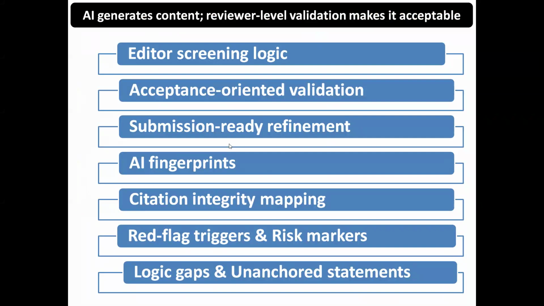And if you are following all of these conditions, all of these points like acceptance oriented validation, submission ready refinement, if these 5 to 6 points are there, if you are removing fingerprints of these 5 or 6 points in your research paper or in your thesis, in that case nobody can catch your thesis or paper in AI plagiarism. Because many times, almost every time, the content is identified as generated by some tool.